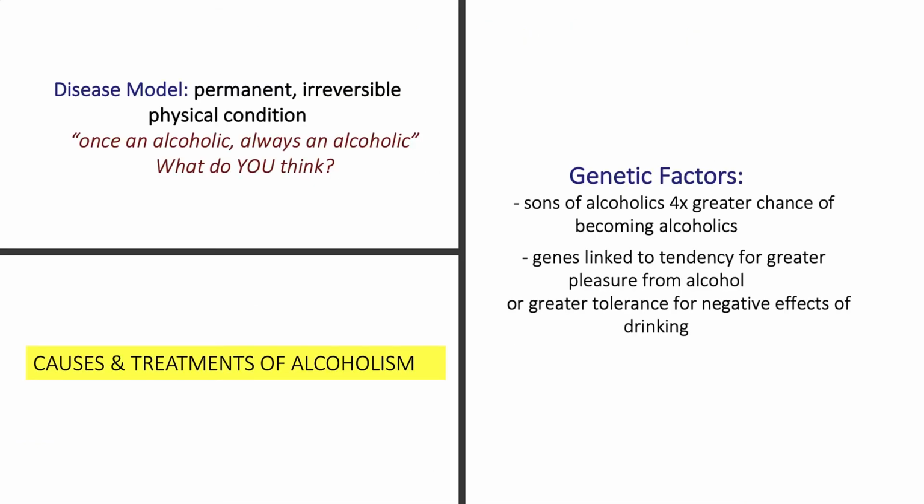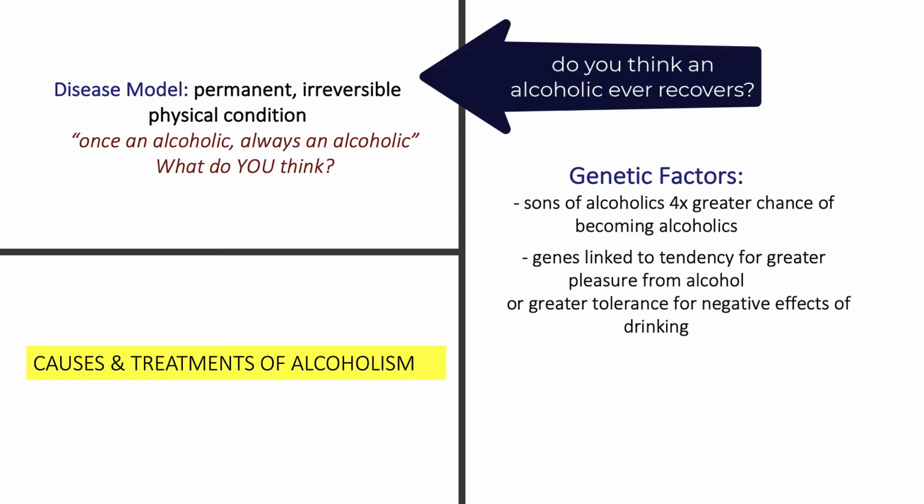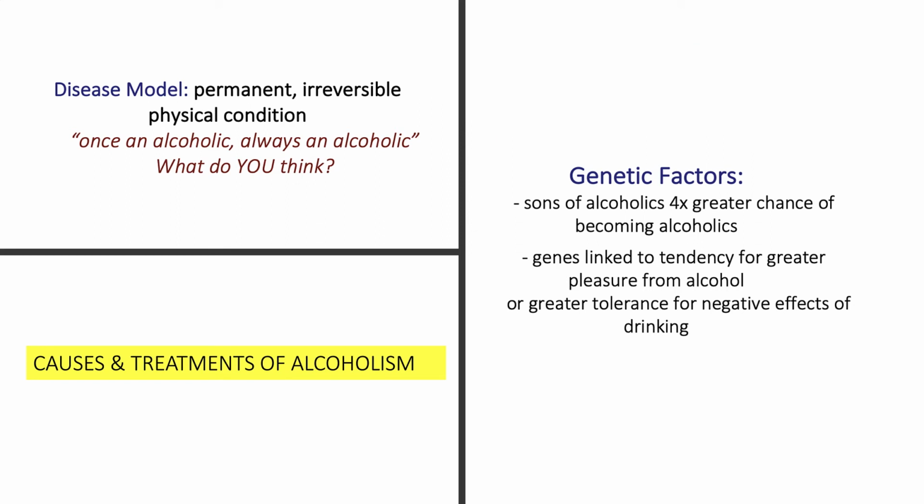Causes and treatments of alcoholism: there are genetic factors involved in becoming an alcoholic. There is a disease model that AA uses. They believe that alcoholism is a permanent, irreversible physical condition, that once you're an alcoholic, you are always an alcoholic. I hope to remember to ask you what you think. Do you think someone who has been an alcoholic and is recovered should be able to have a drink? Whether or not it's possible for them to have a drink? I don't know what I think. So I'd like to know what you've thought about this.